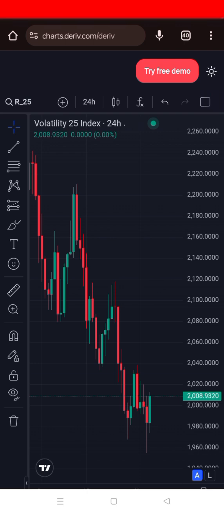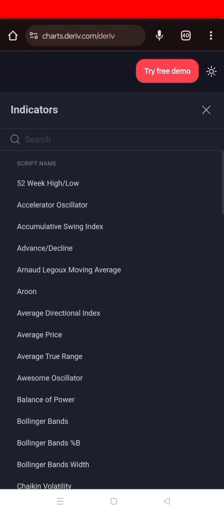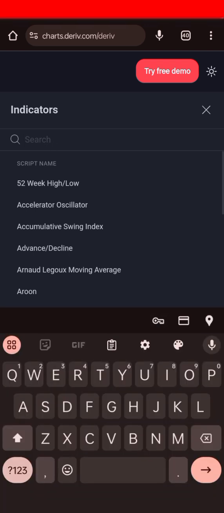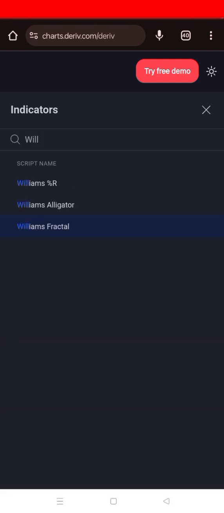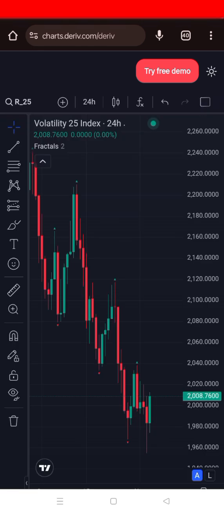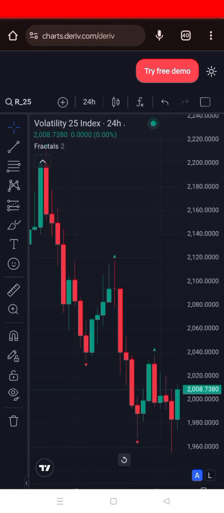So this is for the daily candlesticks. Each candlestick represents one day, so each candlestick here is a 24-hour candlestick. The first indicator you will be using is called the Williams fractal. Then we will continue and put the EMA. The Williams fractal is very effective.